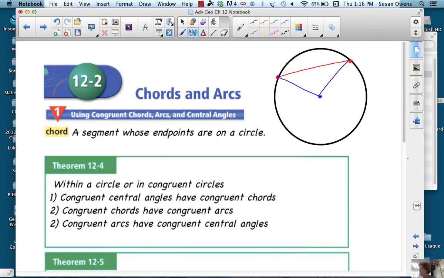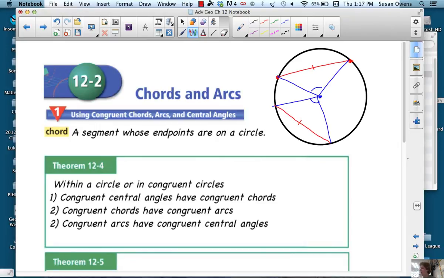Now, if I draw another one somewhere else, and I don't want to make it on the opposite side, so I'll put it here, and I'll try to make it so it looks like it's congruent. So if these are congruent, then the chord that I'm going to make here is going to be congruent to the first one. So if I have congruent central angles, then I have congruent chords. And if I have congruent chords, then I have congruent arcs.